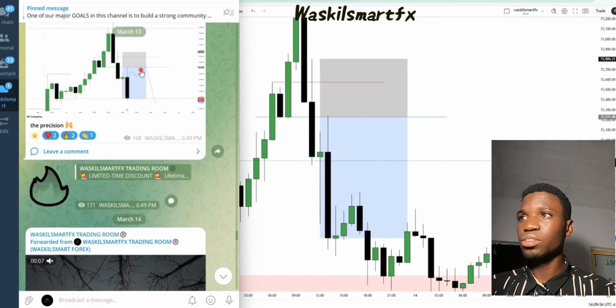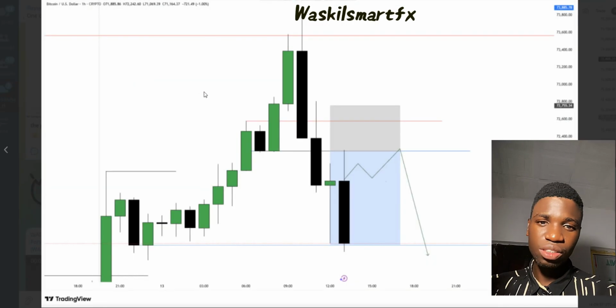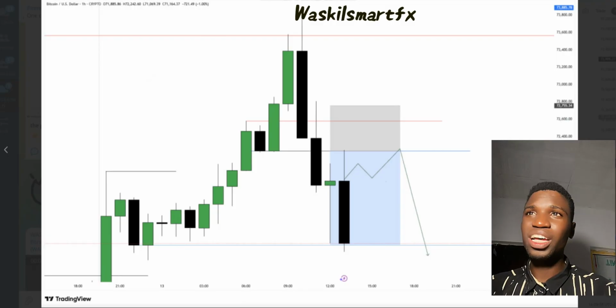You can see just one candle take profit. So that's just it.